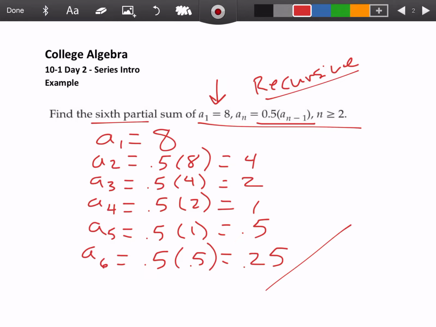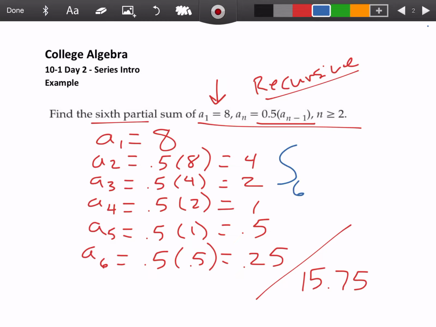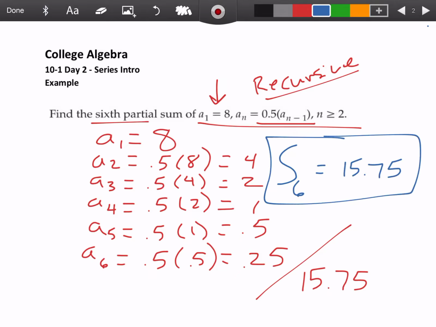We need to add all of those up. So we add 8 plus 4, that's 12, plus 2, 14, plus 1, 15. So this would be 15.75. And once again, writing your answer would maybe look something like S6 equals 15.75. That would be the answer to the 6th partial sum of this sequence.